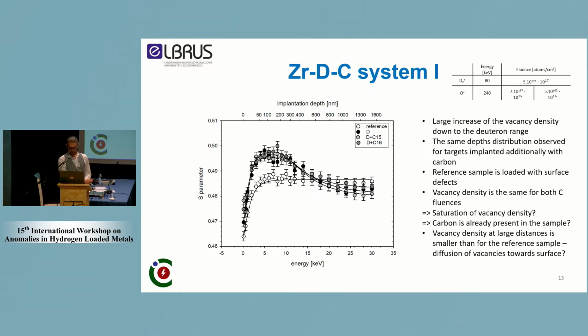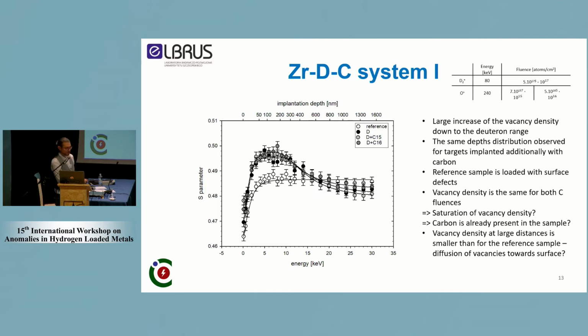Here, in the case of the zirconium deuterium carbon system, we can see that first we have a large increase of the S parameter right at the surface of the material. And we can see that there is not much difference between the pure deuterium and the deuterium and carbon beam, which gives us an idea that defects have been generated by the interaction between the sample and the beam, but also that it doesn't make much difference between the deuterium and the deuterium carbon.